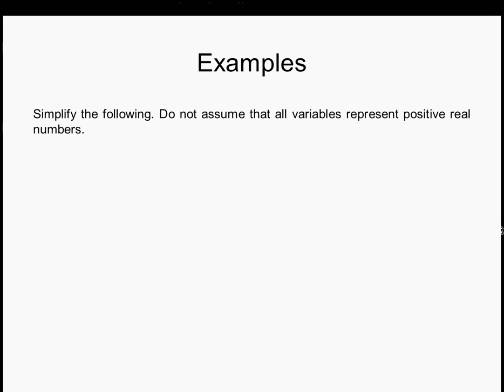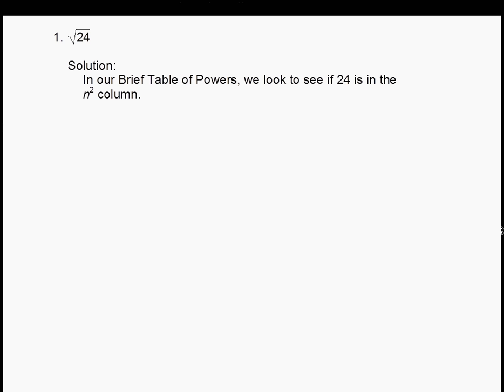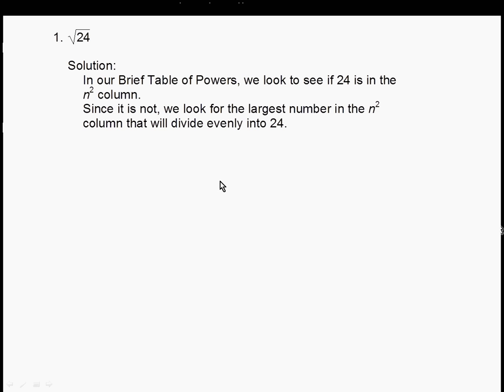Some examples. Simplify the following. Do not assume that all variables represent positive real numbers. So our first one, I have the square root of 24. Okay, here's the idea. In our brief table of powers, we look to see if 24 is in the n squared column. We look to see if it's a perfect square. It isn't. So we look for the largest number in the n squared column that will divide evenly into 24. So we want a perfect square that's a factor of 24.